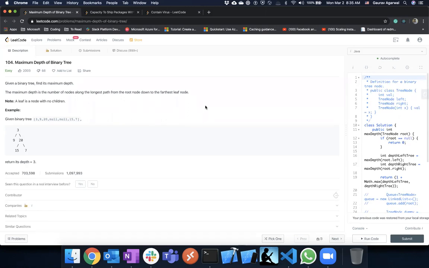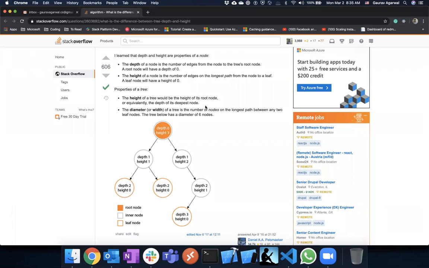Okay. So I was just looking on Stack Overflow and found this cool diagram which shows what the depth and the height of a binary tree are. So depth and height are relative terms. They are properties of a node, not properties of the tree. If we are talking in terms of a binary tree itself, then a node can represent a root, and with relation to the root we can talk about the depth and the height.